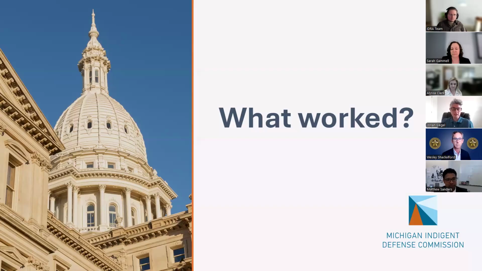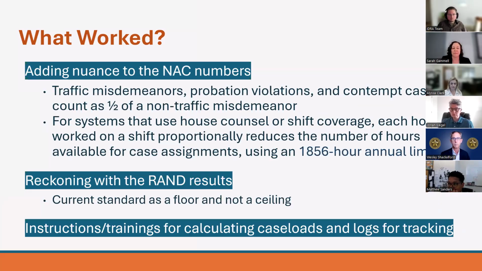All right, on to Michigan. It was really helpful to think through these two questions, actually. And so I've come up with a couple of categories of things that worked. So three main things. The first one was adding some nuance to the NAC numbers.